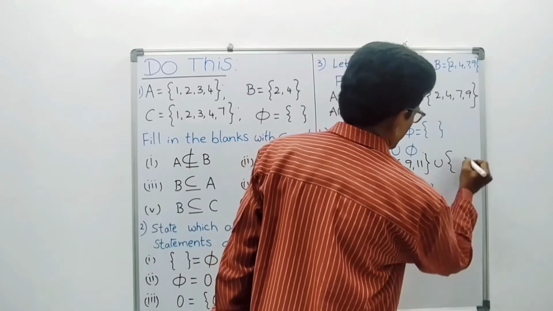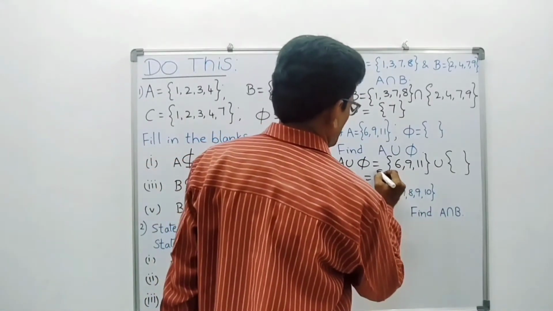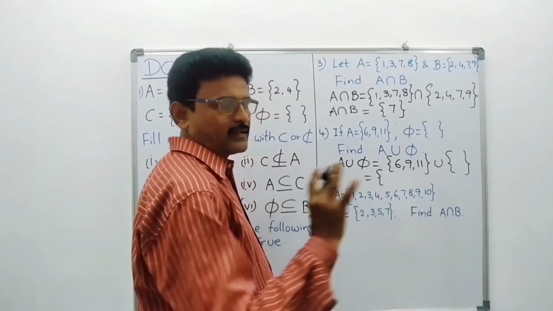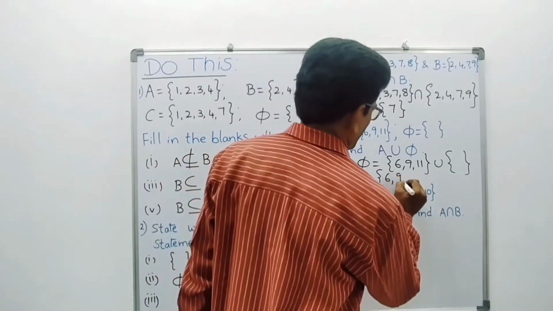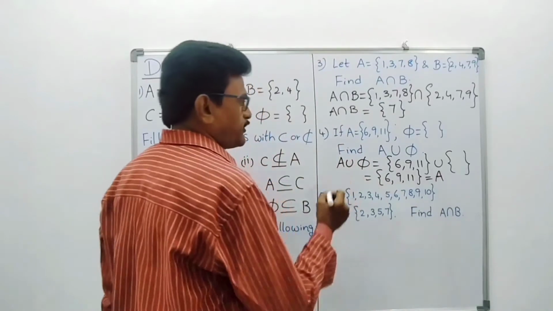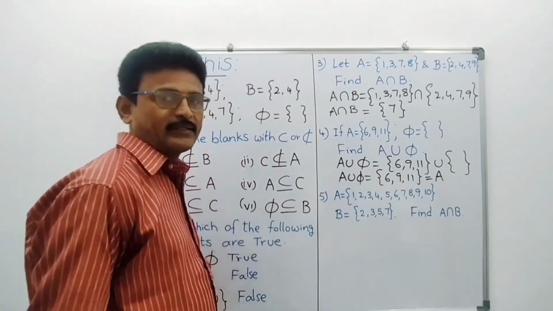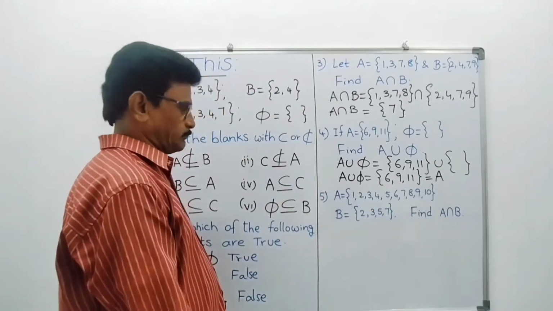Now A union pi. Write the elements of set A: 6, 9, 11. Union pi. The symbol can be written like this. Now what are the elements in A union pi? Again we are getting only 6, 9, 11. So that is nothing but A. We are getting A union pi is A only.